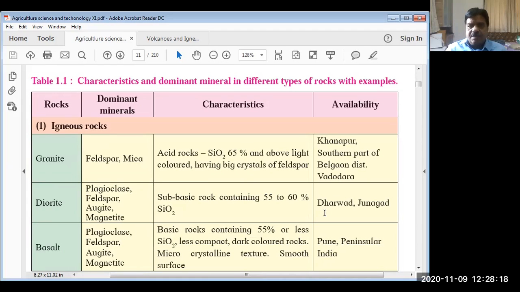So look at this chart. In this chart you can find there are different kinds of igneous rock. And granite is acid rock, means it is more acidic in nature. And these are examples, they are found in different parts like Belgaum and others. Come to second, the second kind of rock, diorite.